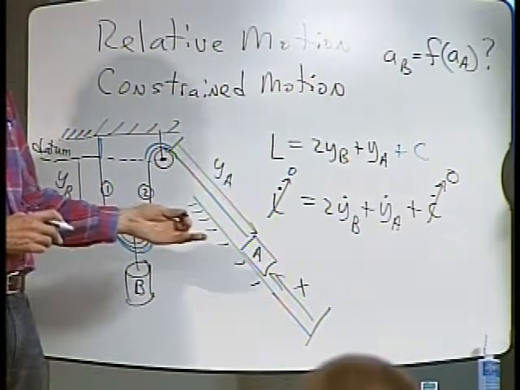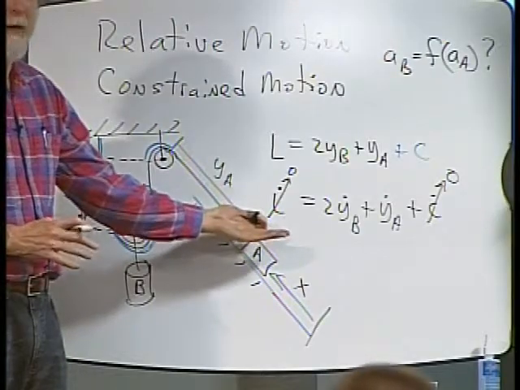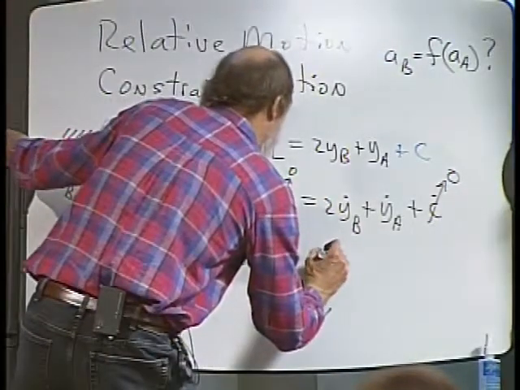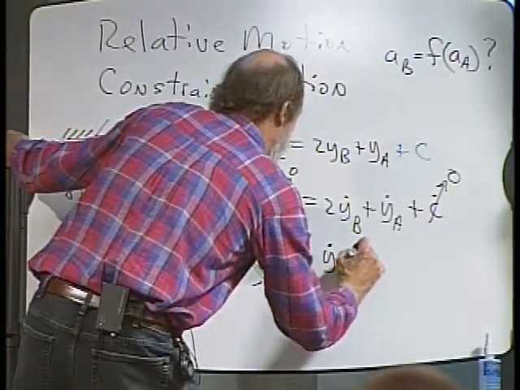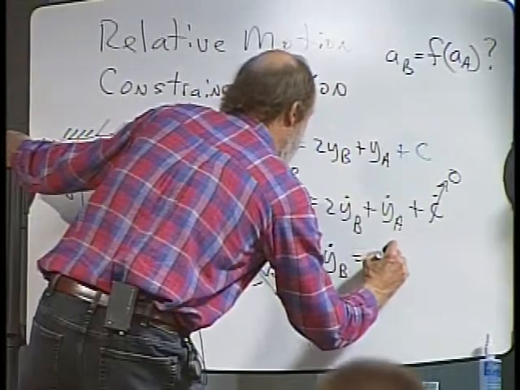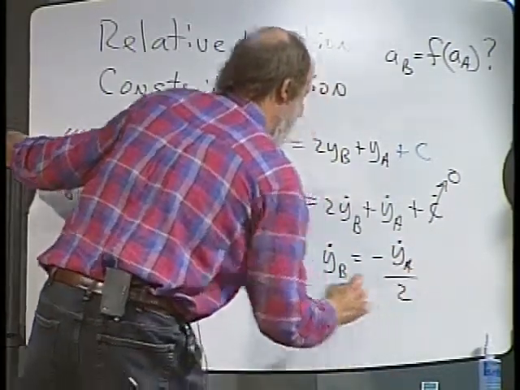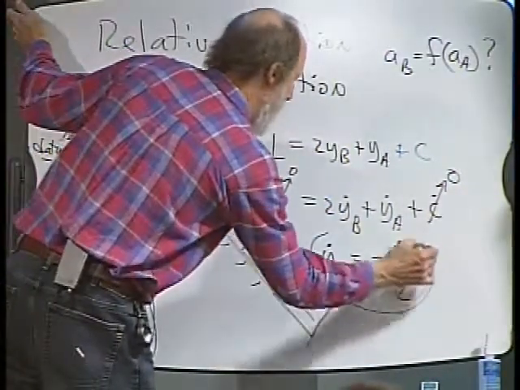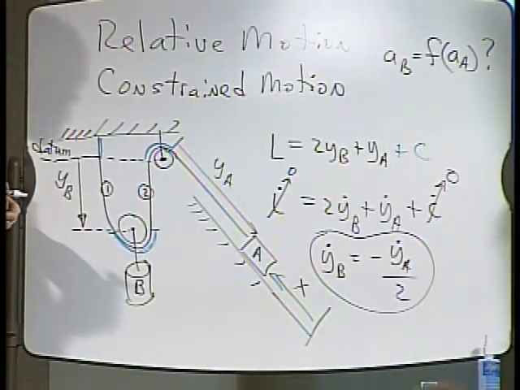Well, this is velocity information. Let's examine that for just a second. The velocity of B, it looks like, is equal to negative half the velocity of A, doesn't it?